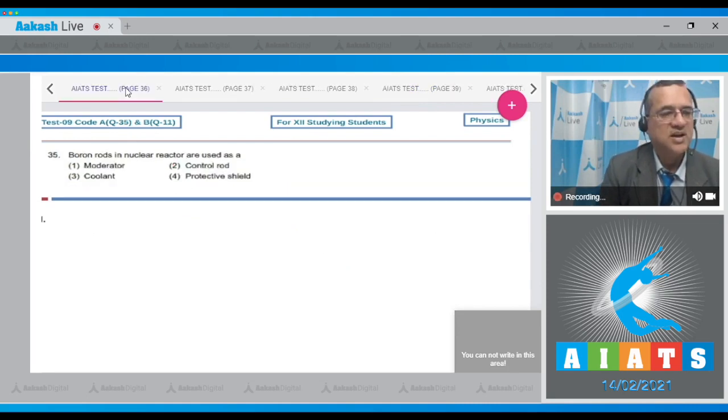Question number 35: The boron rods in nuclear reactors are used as a moderator, control rod, coolant, or protective shield. So boron is an absorber, so these are used as control rods. So the answer to this question is the second option.